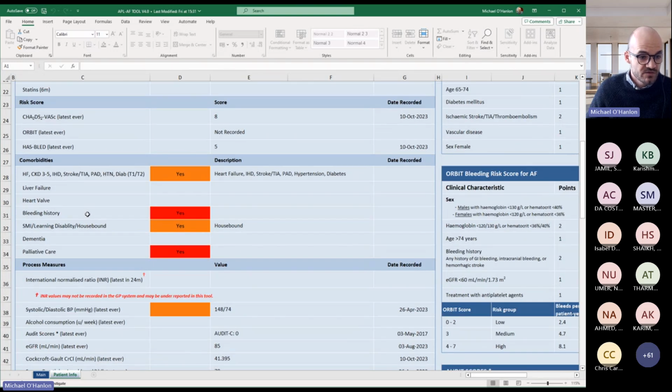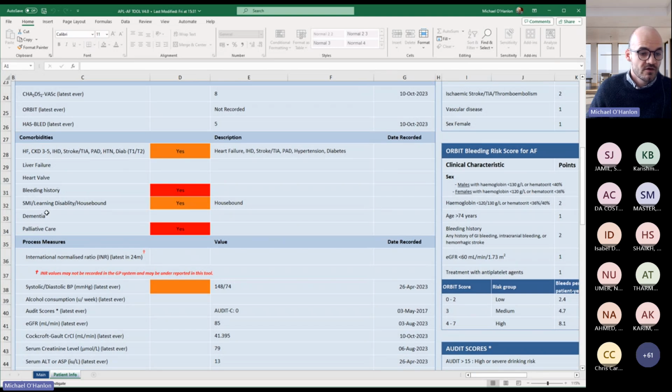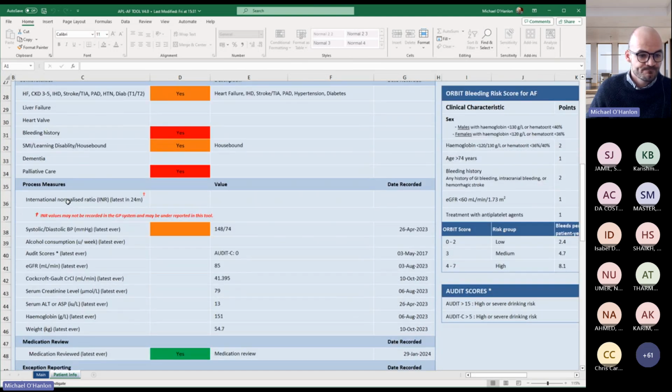We then have lists of comorbidities, and these are grouped into sections to make it easier to see. If they have any of these comorbidities, they will be listed at the side here and flagged, as well as whether they have dementia, whether they're on the palliative care register, whether they're housebound. So just important metrics to help you review that patient.